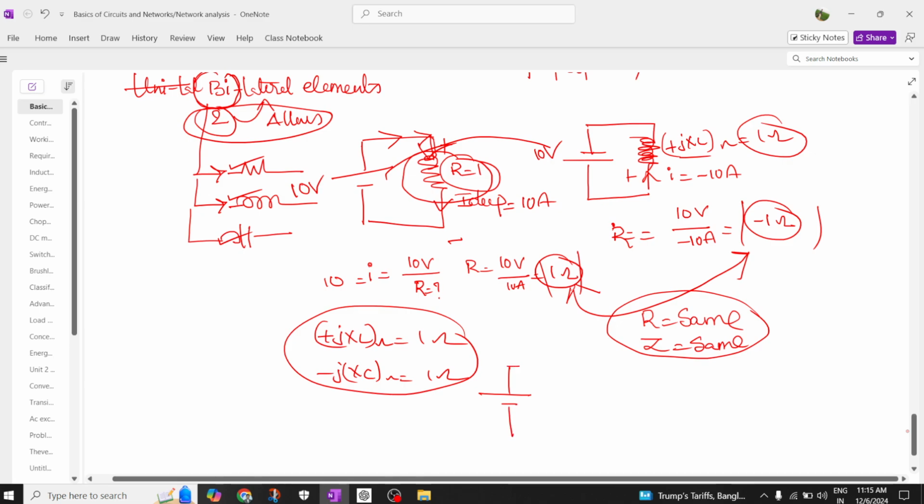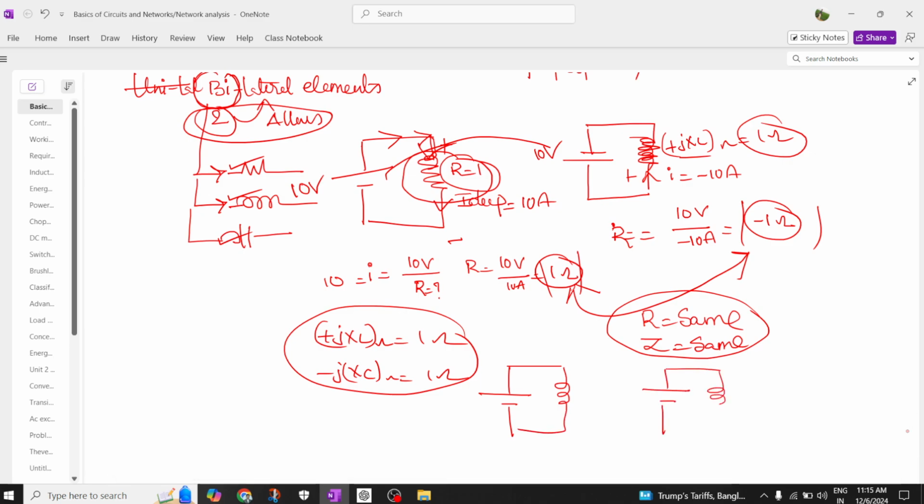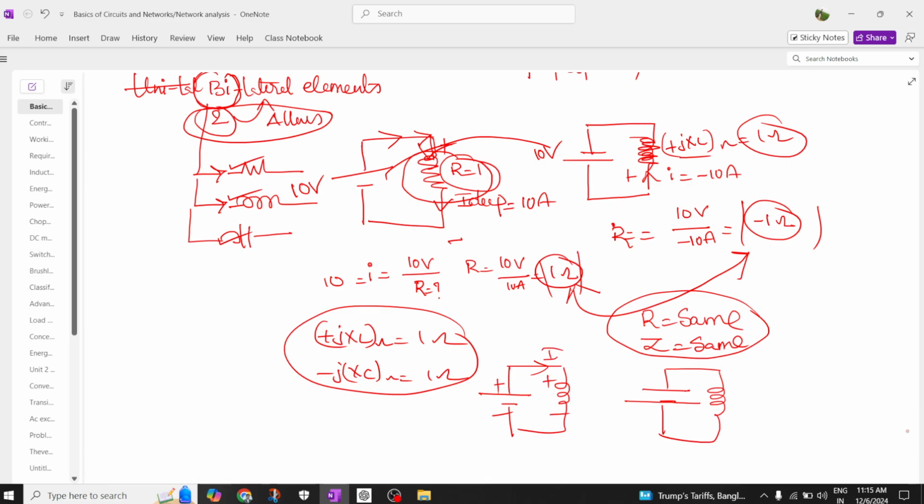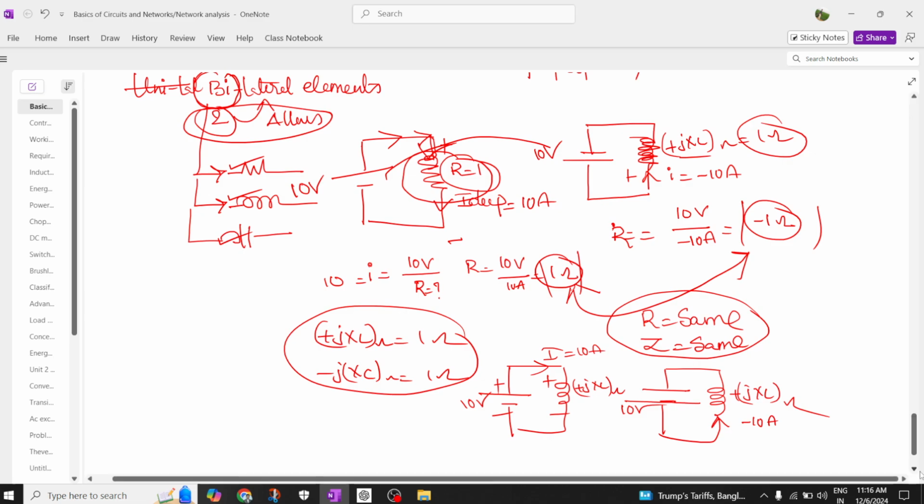This is a voltage source, and here we are going to have an inductor. Here the current flow is like this. This is the developed current. The current flows from top to bottom. This is nothing but plus jXL. I am assuming a current of 10 amperes, applied a voltage of 10 volts. Now the voltage is reversed, so the current will flow in this direction, and the current is now minus 10 amperes. The inductance is plus jXL. Now I want to calculate the amount of inductance.